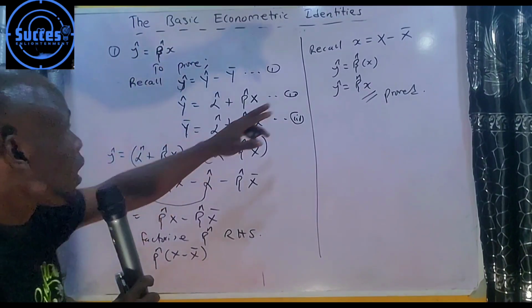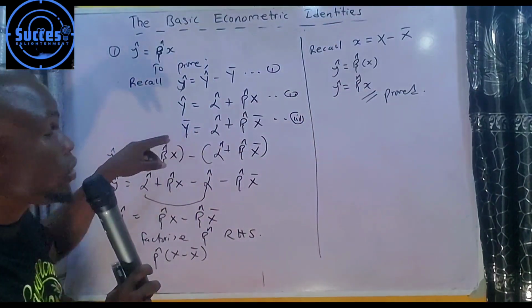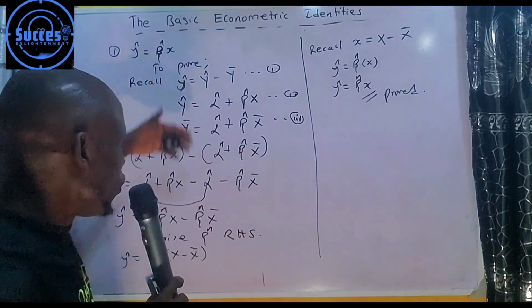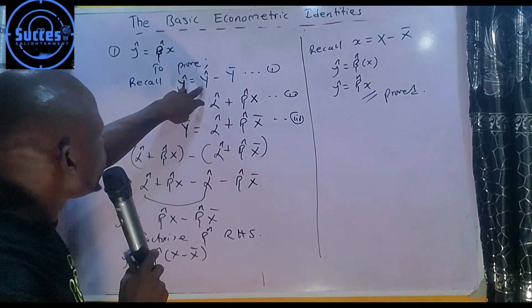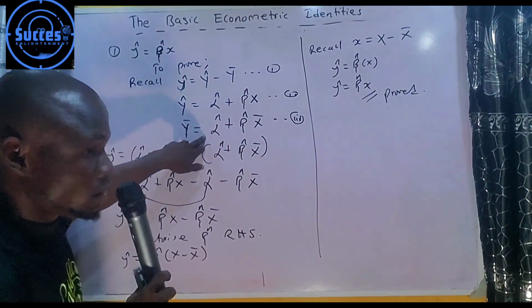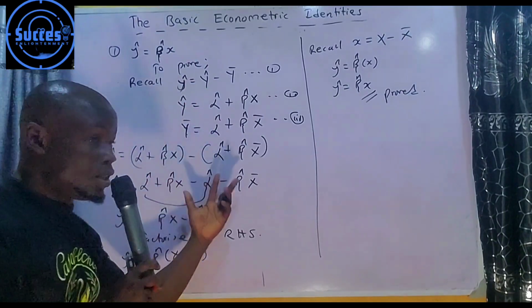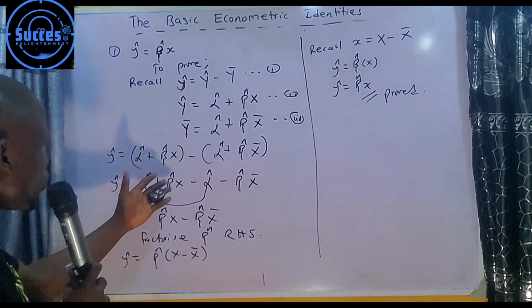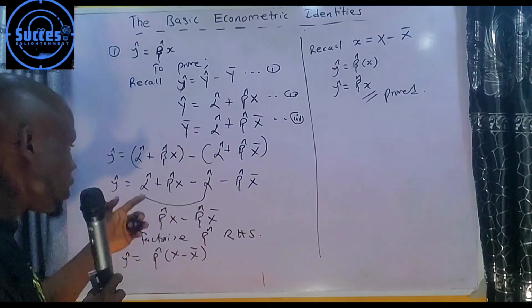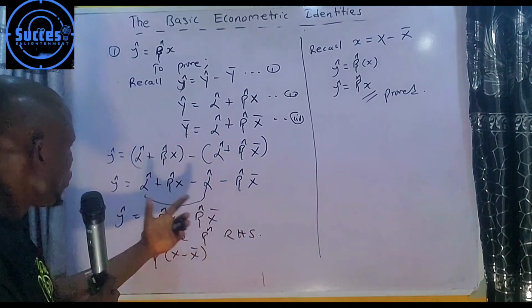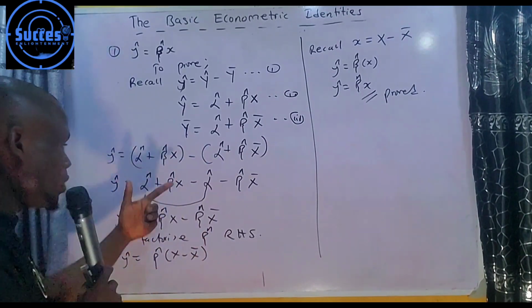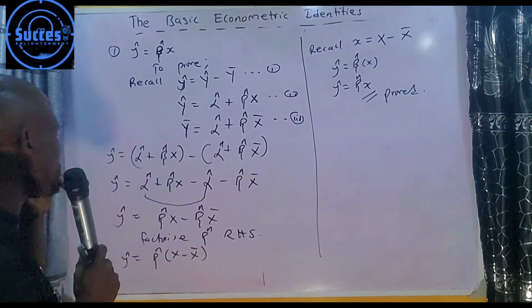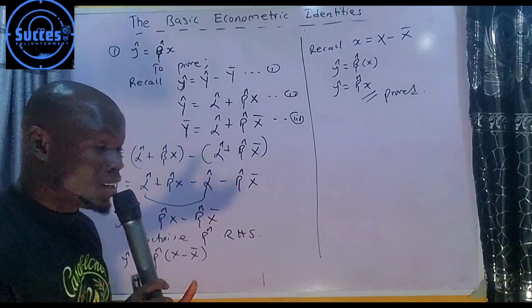You can even add this to this. You can state all of them. So when you recall, find what you are solving. For you to solve, you need to know this and this. So when you substitute this for this, all you simply do is open this bracket. Then you must be careful with the minus. When you open the bracket, this alpha cap and minus alpha cap take each other out. That will be 0. What you are left with is beta cap X minus beta cap X bar.